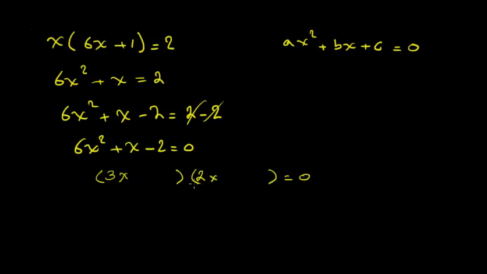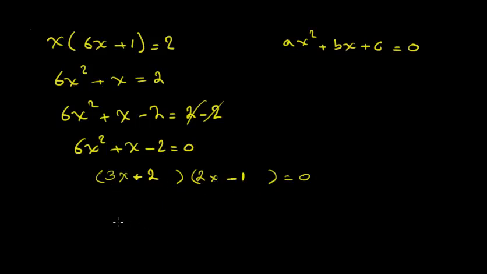The signs are positive, and when we multiply these two, we'll get 6x squared, right? Then there have to be two numbers that, when multiplied, give us minus 2, and if we add them up, give us just 1, right? So it must be positive 2 and negative 1. Let's try and see if we get the same answer.